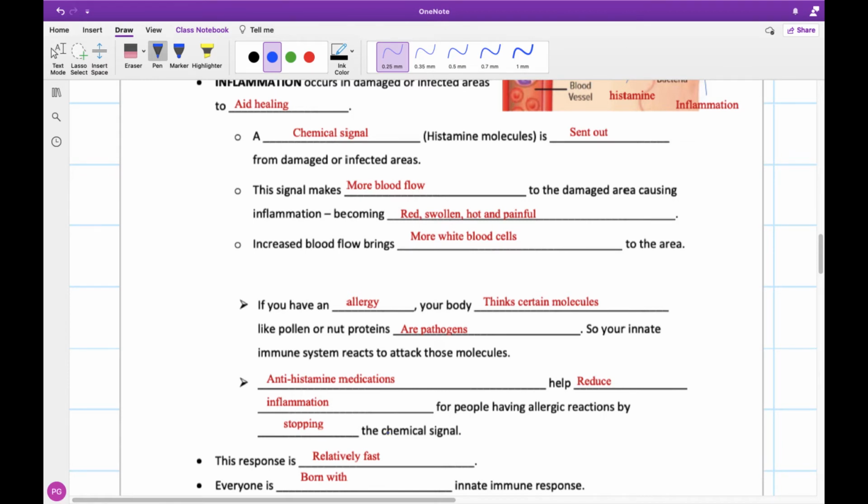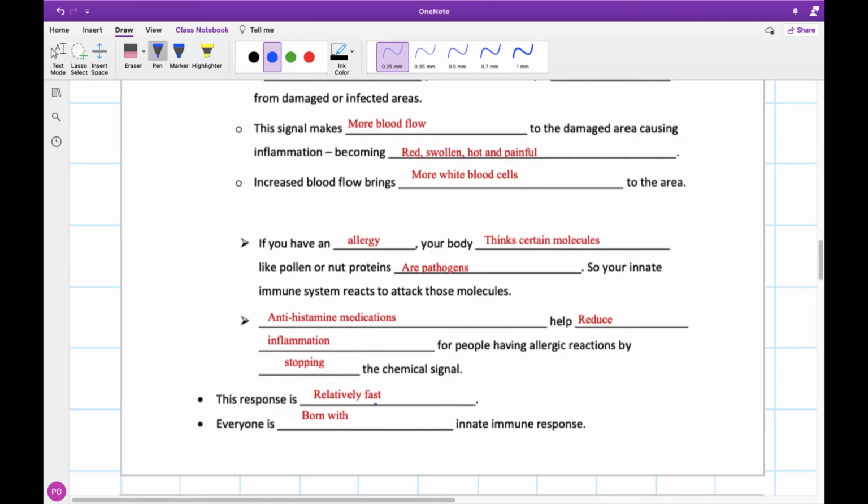And this can be really important because that inflammation, especially if it's happening in your throat, can cause people to suffocate. And that's why things like nut allergies can be really severe, because those histamine molecules go into overdrive and they can swell up all sorts of areas where it can be life-threatening. This response is relatively fast. If you've gotten a cut, it gets pretty red and inflamed quite quickly.